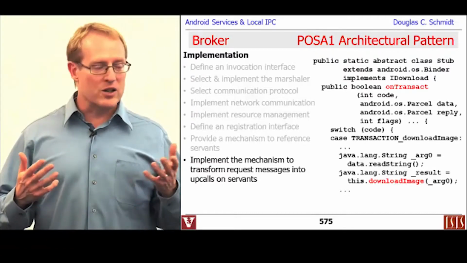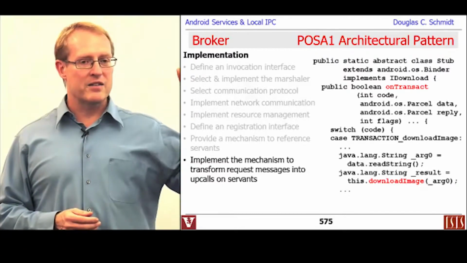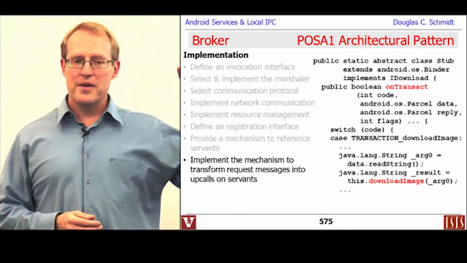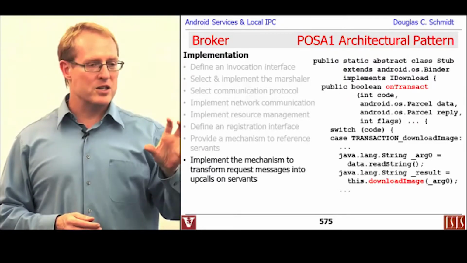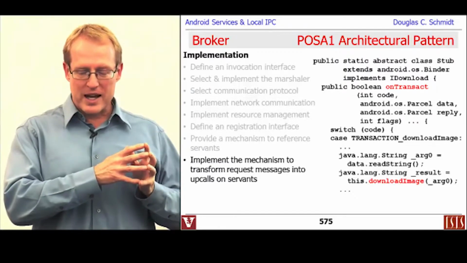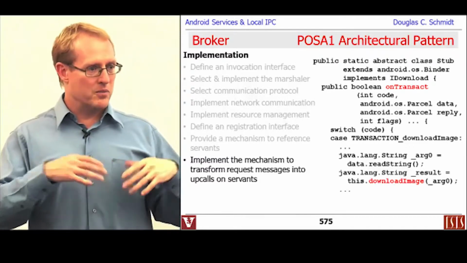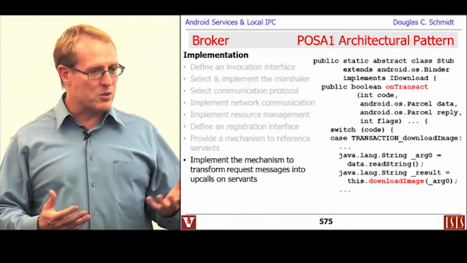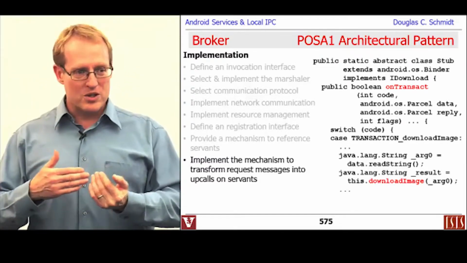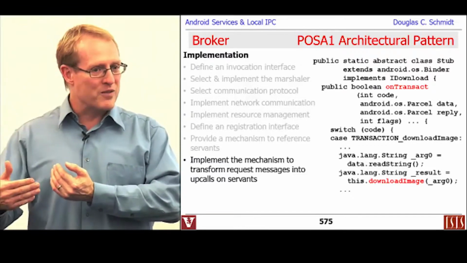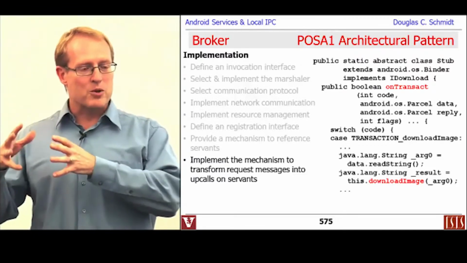So that kind of illustrates all the different pieces that are involved. Client invokes a method on a proxy. Proxy turns the method into a message, calls the transact method to pass it down to the broker through the requester portion. The requester sends it across using the binder driver communication protocol, comes up on the receiver side.